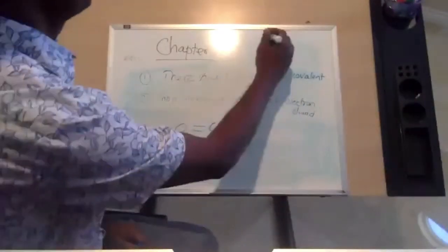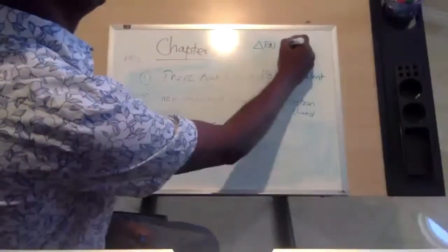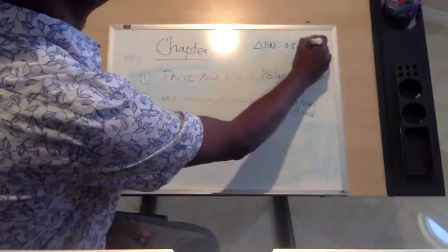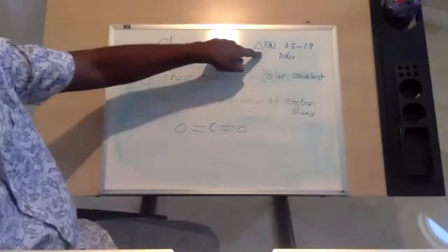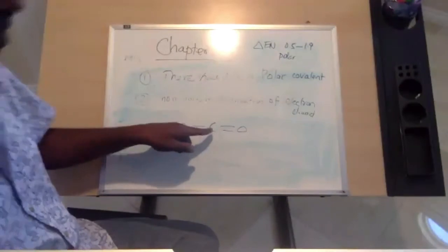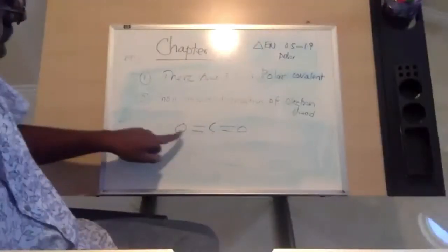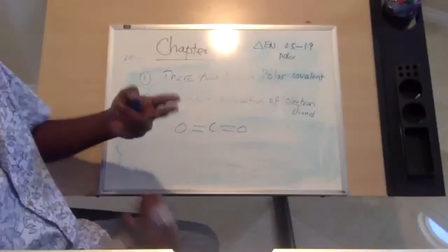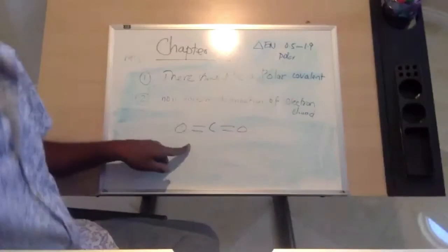So here is, let me put it, delta EN, the electronegativity difference between them is 0.5 to 1.9, which means polar covalent bond. Polar covalent bond. All you have to see is the difference between the electronegativity of the atoms. Electronegativity, I know this off the top of my head. So here is carbon, which has electronegativity 2.5, and then oxygen is 3.5. The difference between them is 1. So that's an example of a polar covalent bond.